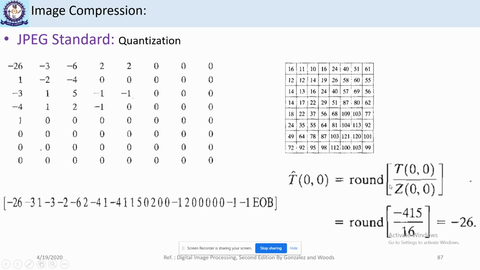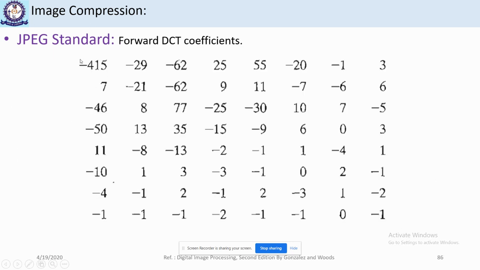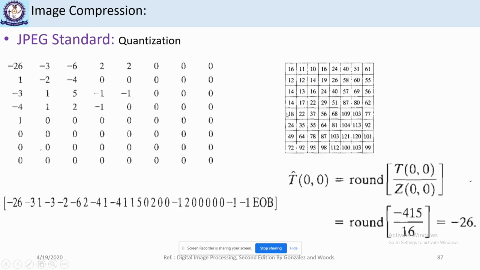So if we look at the DC coefficient, we will get it by this. t hat 0 0 will be equal to round t 0 0. That means this is t 0 0 minus 1415, and z00 is 16. So divided by 16 we get minus 26, and if we round it off, we will get minus 26. So that will be this one.